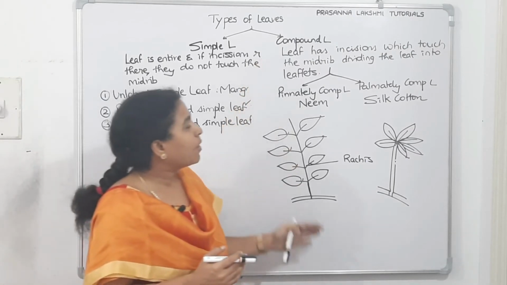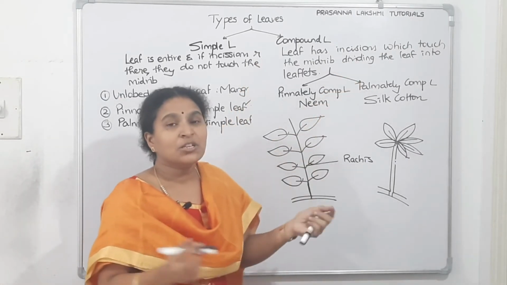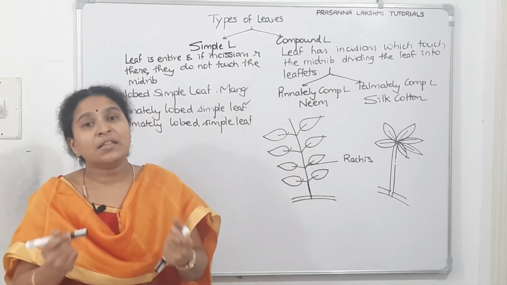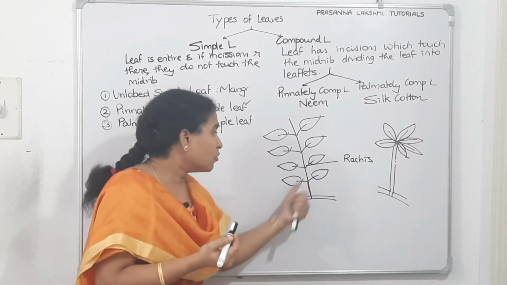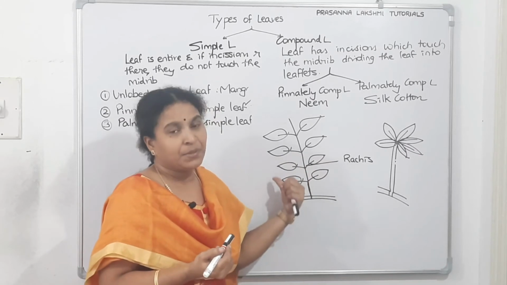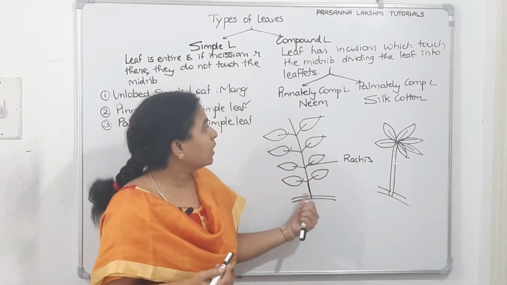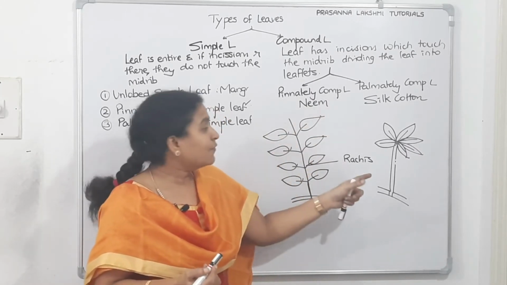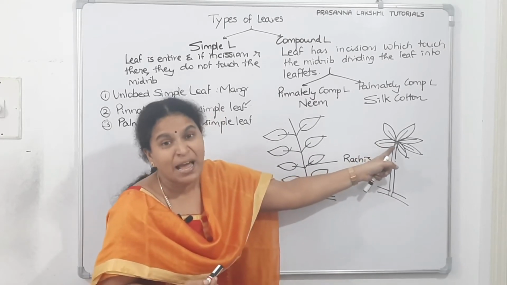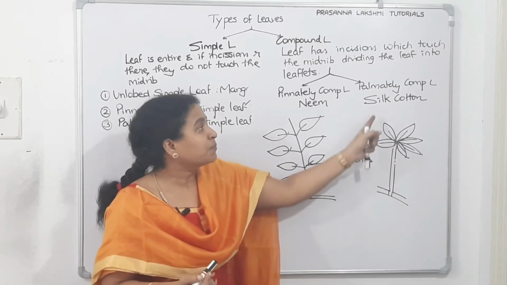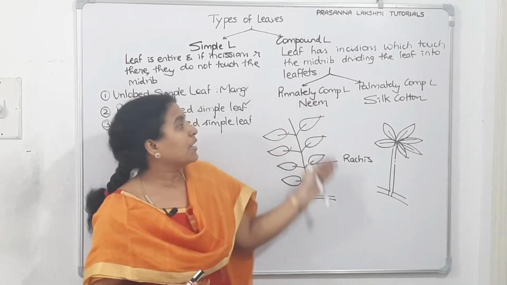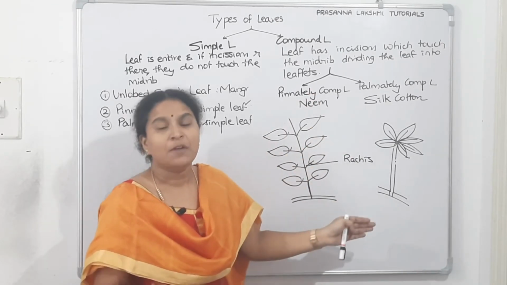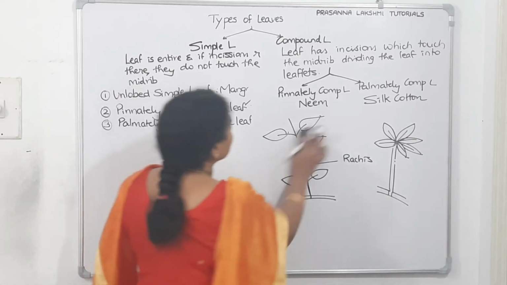Now coming to compound leaf, incisions are there. The incisions are touching the midrib, splitting the leaf into leaflets. Now the arrangement of the leaflets, if they are present on either sides of the petiole, then that is called pinnately compound. If they are present at the tip of the petiole and the rachis is absent, that is palmately compound leaf. We can further divide pinnately compound leaf and palmately compound leaf. Let us see that division also.